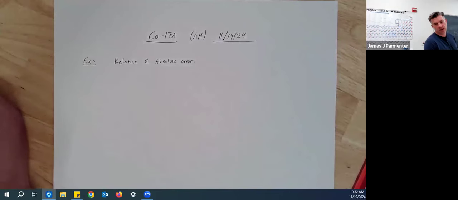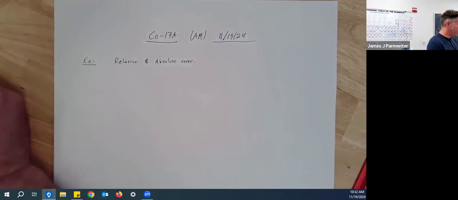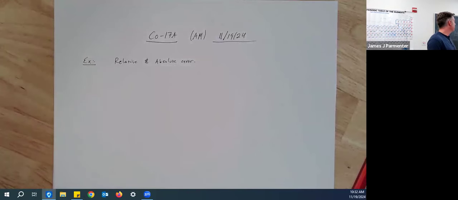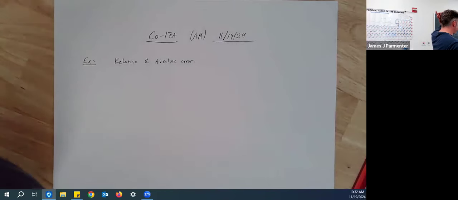All right, let's go ahead and get started. So we're going to backtrack just a little bit to section 3.8 because people had some questions about both relative and absolute error, as well as some of the Taylor polynomial stuff. So I thought we'd go back a little bit and talk about that for a minute. So let's talk about relative and absolute error.